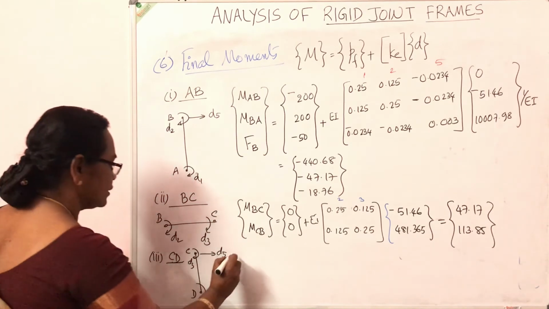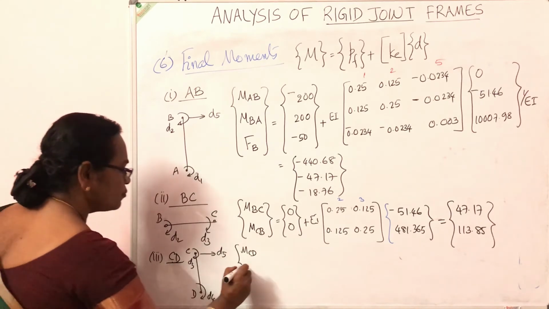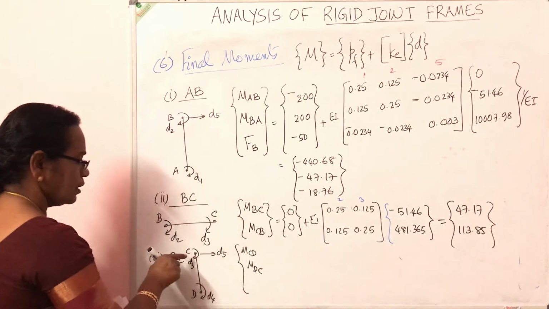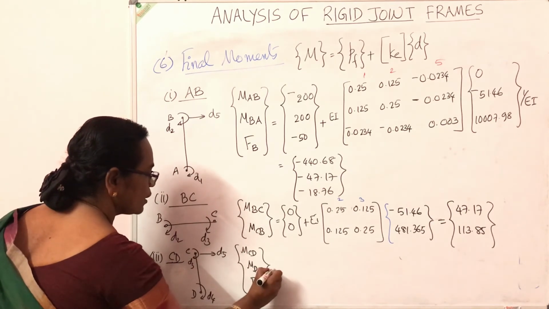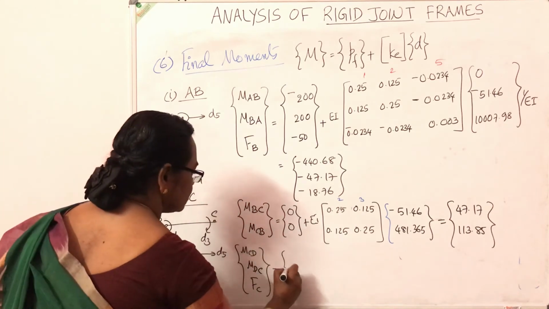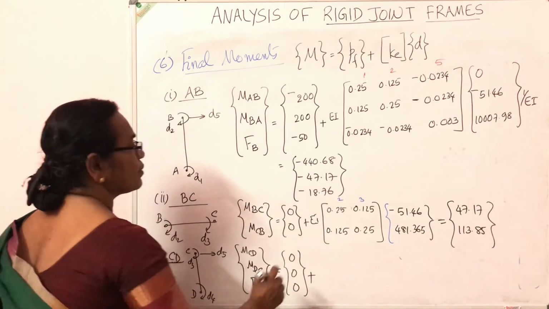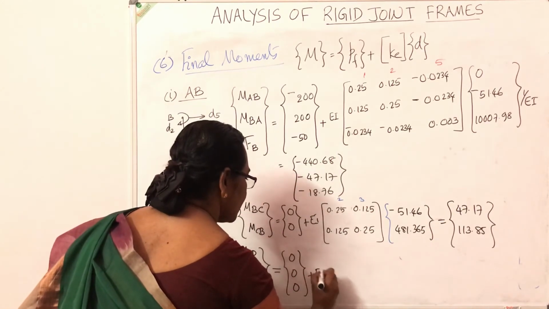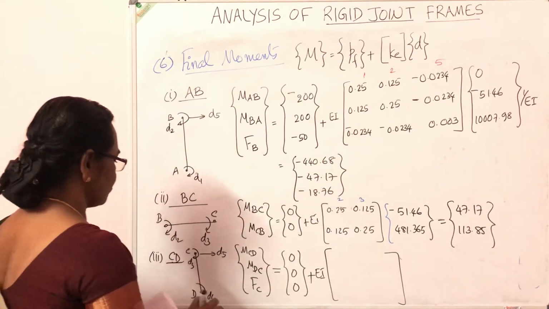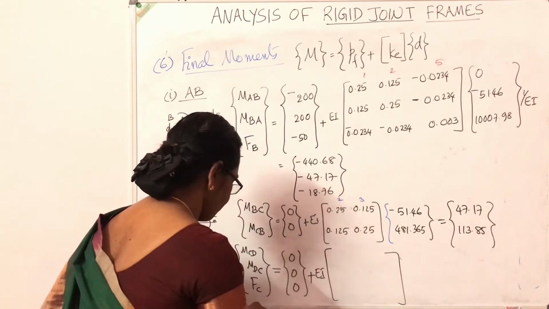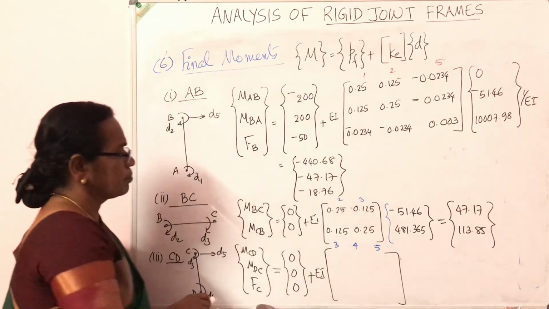So what are the values we are going to get? Corresponding to 3, we will get MCD. Corresponding to 4, we will get MDC. And corresponding to 5, we will get the axial force in the beam at C, FC. So that is equal to fixed end moment. There was no fixed end moment for that. Plus the stiffness matrix, the same as this, EI into, I'm not going to write that. It was the same as this matrix, and the numbers at the top were 3, 4, 5.